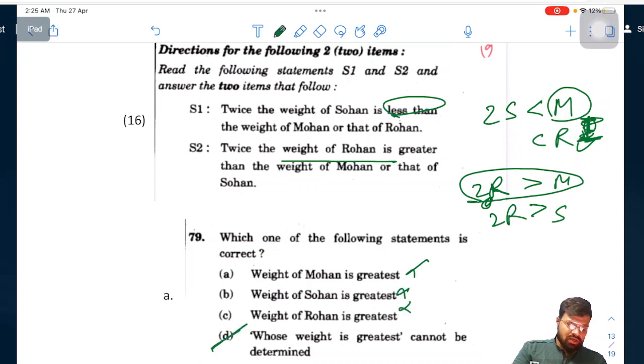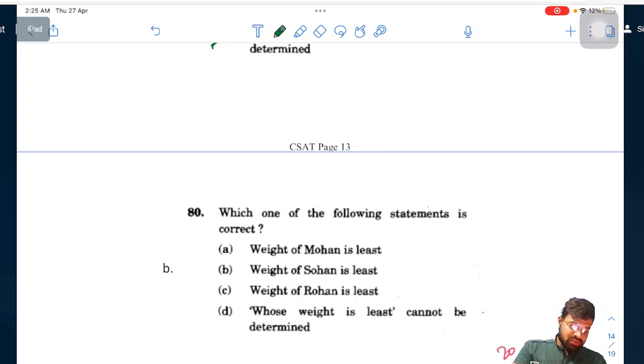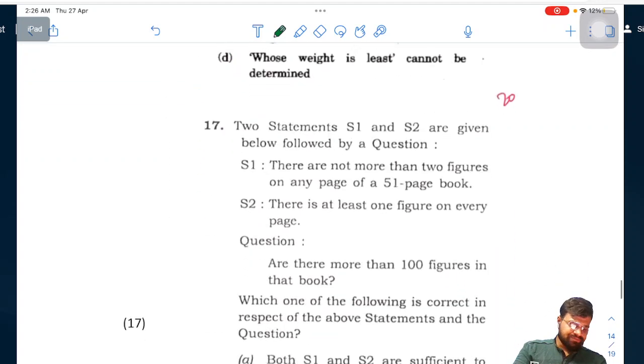Whose weight is greatest cannot be determined. Whose weight is least is Sohan, because Mohan and Rohan are greater than Sohan, that is for sure, because even twice Sohan's weight is less than them. So Sohan is least, that is for sure.